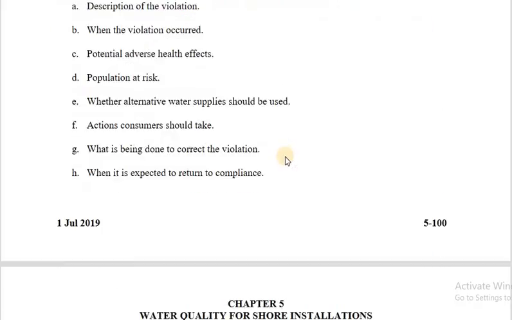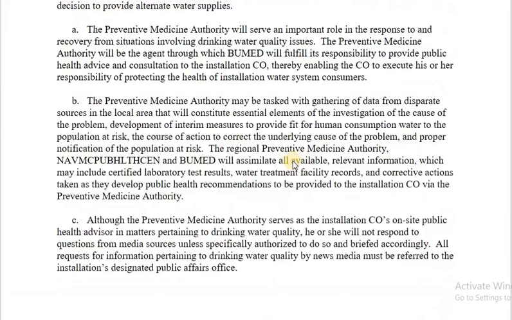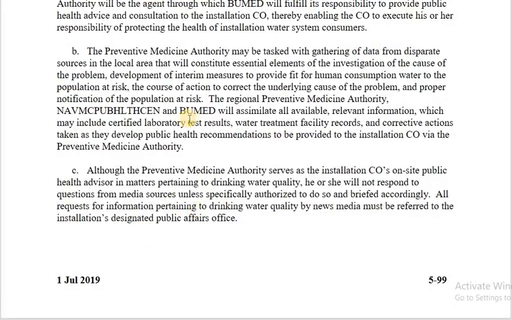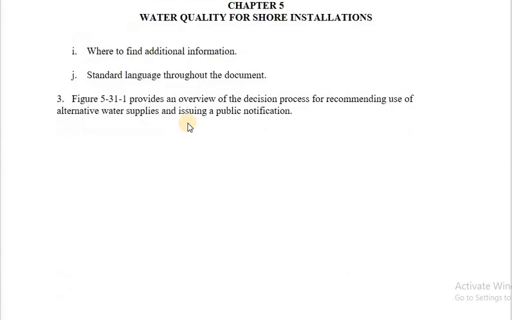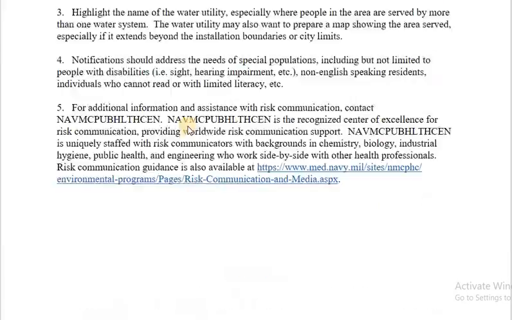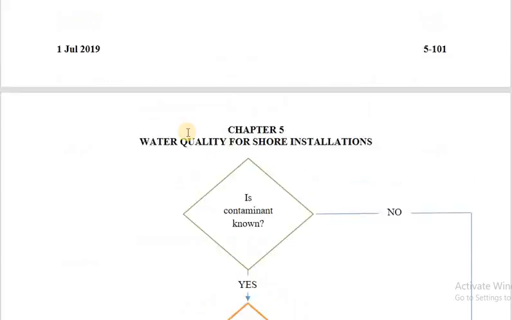So I think the big one to remember here is section 5 in chapter 5. It's a lot of 5s. The public notice tiers, probably important. Can PrevMed release info to the public? No, that's PAO's job. How long must it take to read? 10 seconds. That's really the only stuff that I think would be asked from this chapter. Yeah, that's really all I gained from this one.